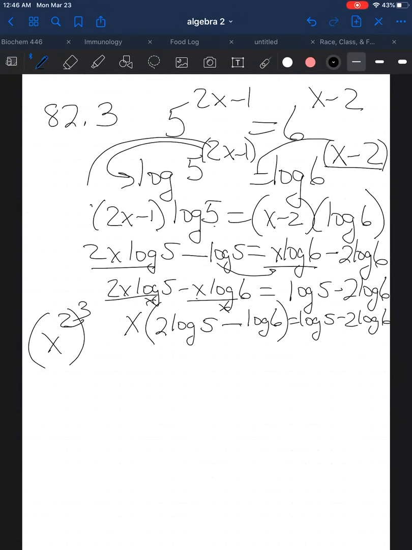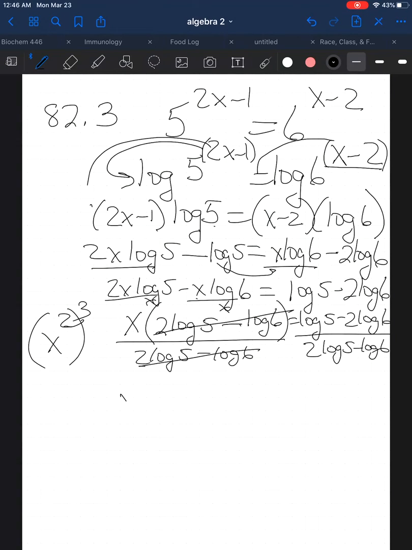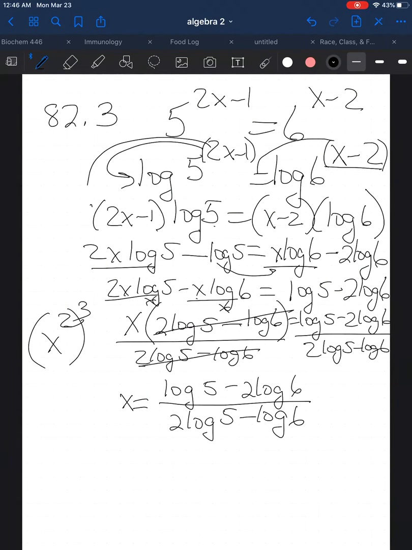And then to get x by itself, what do we do? We just divide both sides by 2 log 5 minus log 6. 2 log 5 minus log 6. So that would cancel. We'd have x equals. And I would strongly suggest that you just leave this alone. Don't even try to put it in the calculator, because there's so many parentheses that have to go on here. Remember, that would be this quantity divided by this quantity.